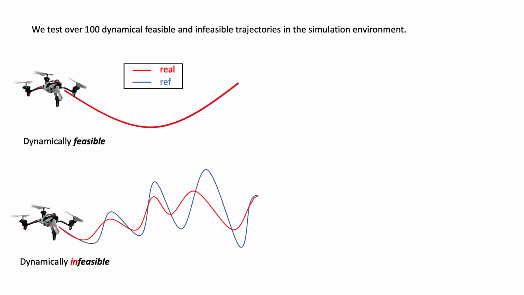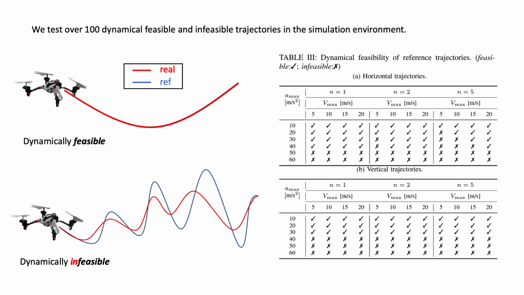We initially compared the NMPC and the modified DFBC in tracking over 100 agile trajectories in the simulation. These trajectories were divided into two groups based on their dynamical feasibility, where dynamically infeasible trajectories cannot be perfectly tracked due to the thrust limitations of each propeller. These trajectories have different maximum accelerations up to 6g, they have different shapes, and different maximum velocities up to 20 meters per second.